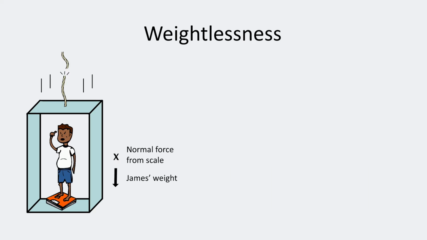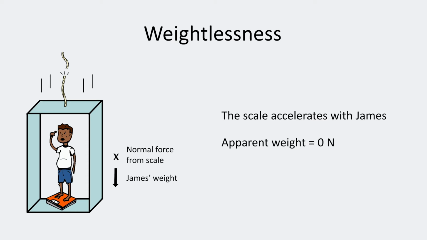But what happens when the elevator cable snaps and James and the scale are in free fall? Well, the normal force from the scale is no longer present, because the scale accelerates with James. The scale falls away from James at exactly the same rate as James is accelerating downwards himself. So there is actually an apparent weight of 0 newtons, because there is no normal force exerted on James from the scale. And that means that the scale will read to James 0 kilograms, even though James's real weight has not actually changed.